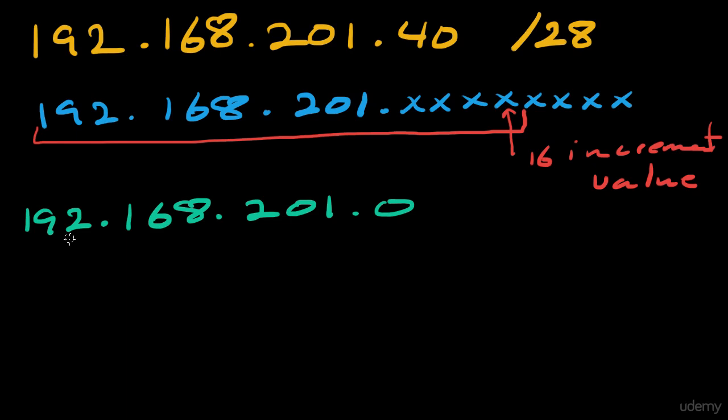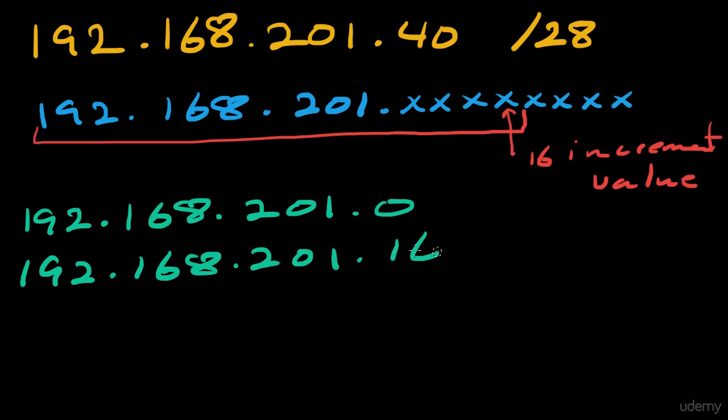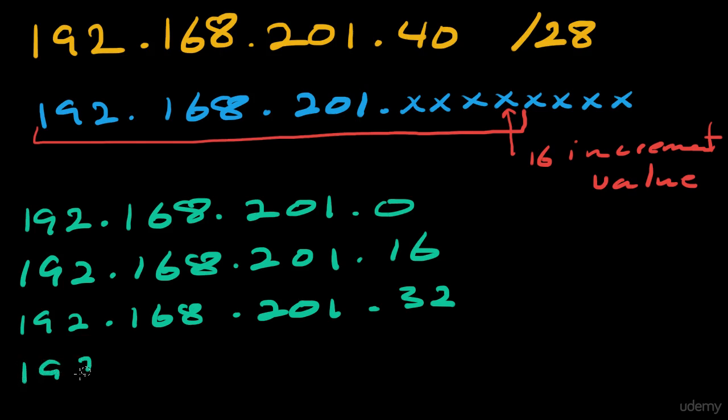So the original network ID was 192.168.201.0. This is all using /28. The next one is 192.168.201.16. The next one is 192.168.201. 16 plus 16 is 32. And the next one is 192.168.201. 32 plus 16 is 48. Now I'm going to stop right there.